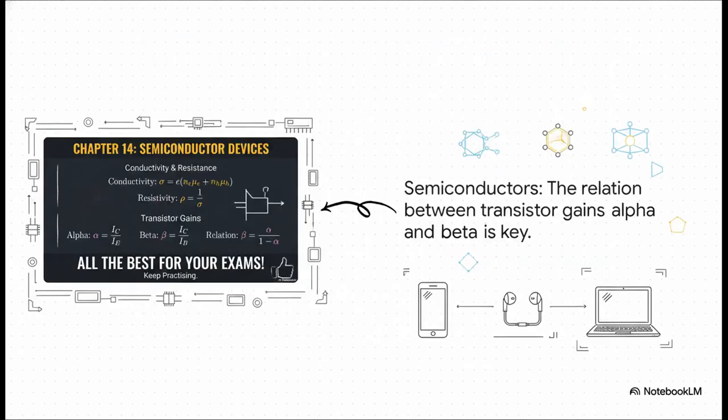And finally, we have semiconductors. These materials are the reason all our gadgets, our phones, our laptops, work. From an exam point of view, the relationship between the transistor current gains, alpha and beta, is very important. The formula is beta equals alpha divided by 1 minus alpha. This often comes in direct formula-based numericals, so make sure you remember it. Beta is the common emitter gain, and alpha is the common base gain.